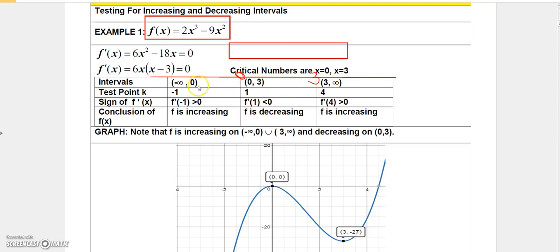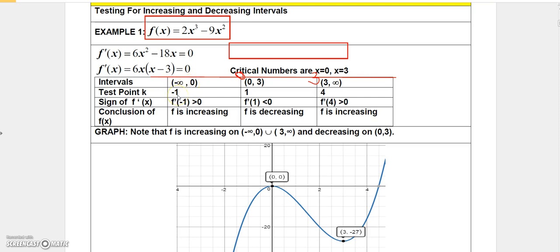Now all I need to do is check any test number in each of these intervals and see if they make the derivative negative or positive. Okay, so the reason that I don't need to worry about what's going on within these intervals is it turns out that since these are the only critical numbers, there's no number in negative infinity to 0 where the sign of the derivative would change. And there's no number within 0 to 3 where the sign of the derivative would change, and so forth. So therefore, whatever sign any number that I choose in this interval makes the derivative, then all the numbers in this interval will make the derivative of that sign.